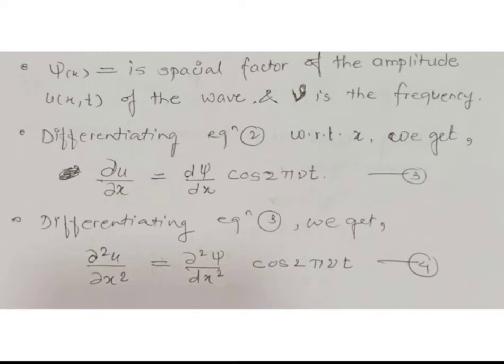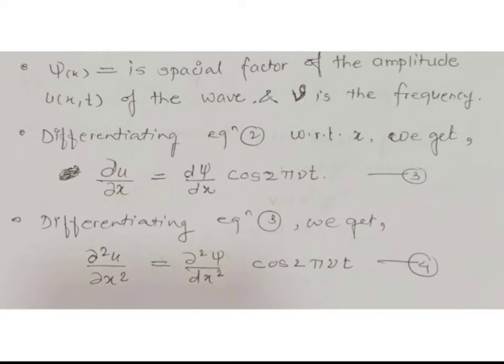Now again take a derivative of equation number 3, that will be the double derivative of equation number 2. It can be written as del square u divided by del x square is equal to del square psi divided by del x square, and the remaining part as it is, cos 2 pi nu t.